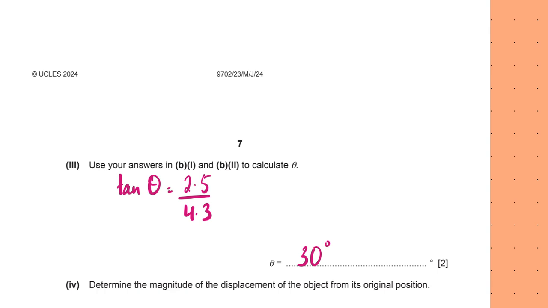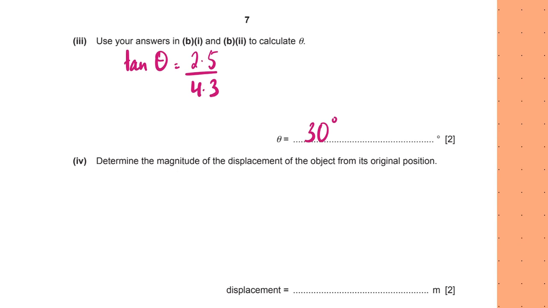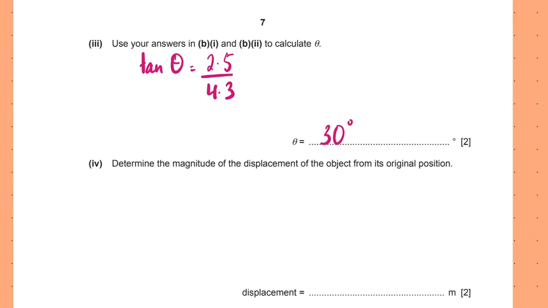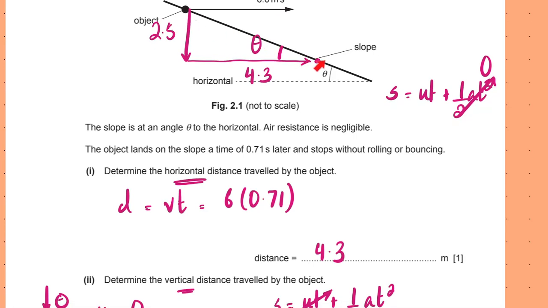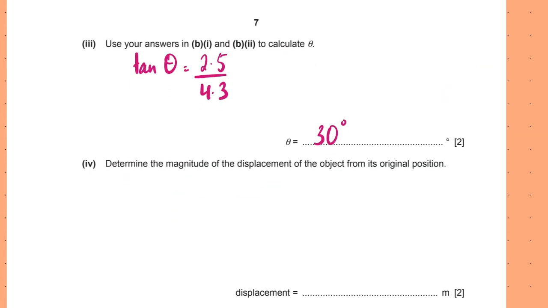Next, determine the magnitude of the displacement of the object from its original position. So we found the distances. For the displacement, that's a vector quantity, and I think we just defined this here, right? Yeah. So this would be the displacement, the straight line distance, or 2.5 squared plus 4.3 squared under the root. That would be the displacement. So 2.5 squared plus 4.3 squared under the root, and this turns out to be around 4.9 meters.